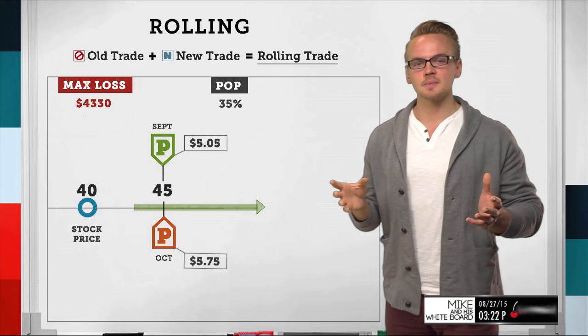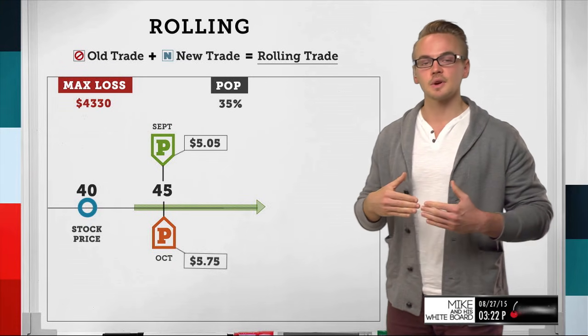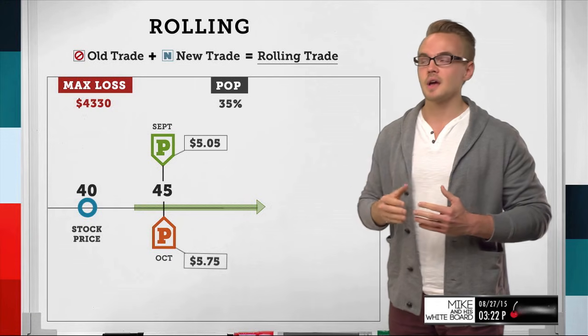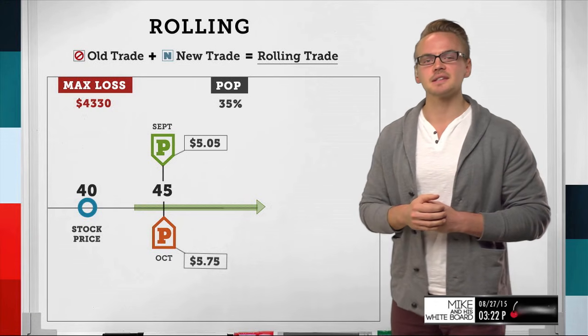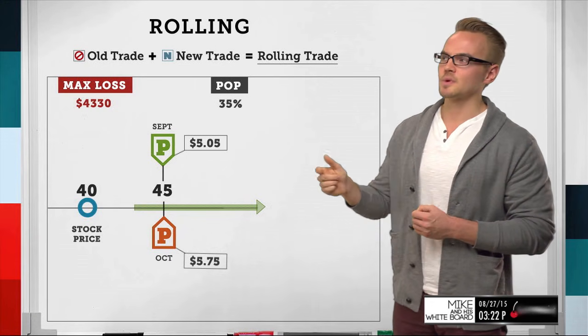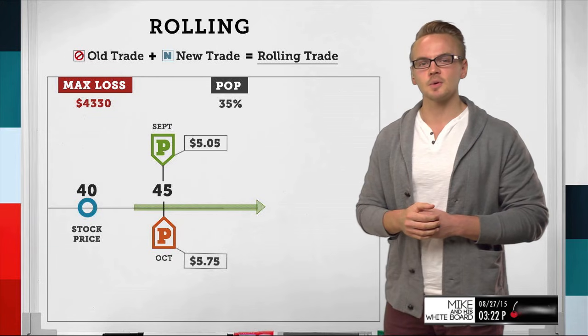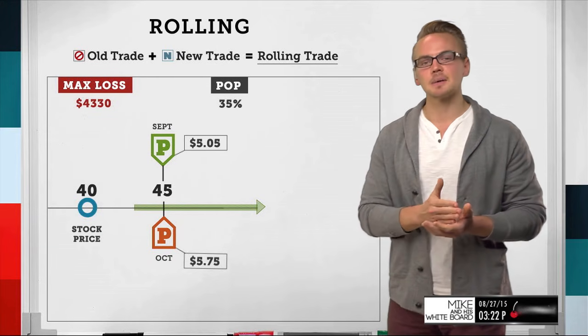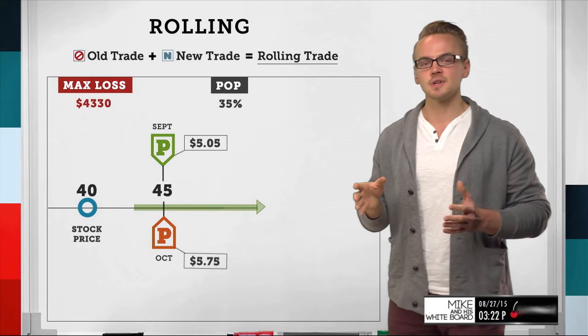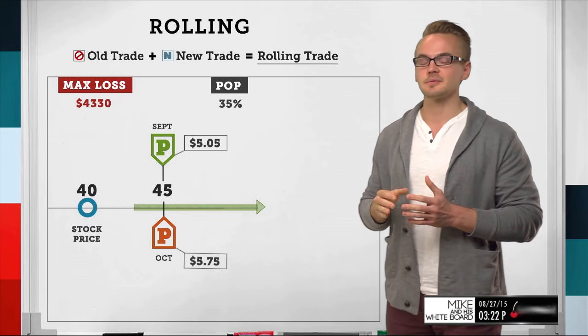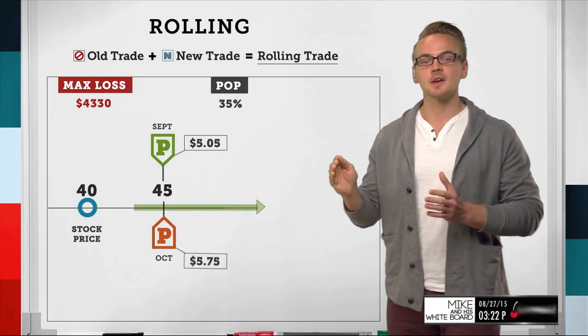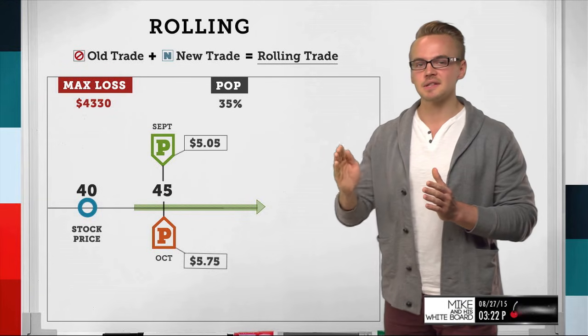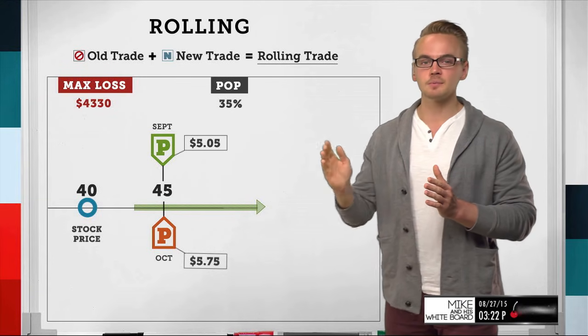Yes, we're keeping the dream alive and we're receiving an additional credit for this trade in particular, but our probability of profit is now much lower because we're selling an in-the-money put for October. The stock price is now at 40. So for this to be profitable, the stock price has to move. Whereas originally when we sold the 45 put when the stock was trading at 50, we could have been profitable if the stock price didn't move at all, moved up, or moved down a little bit.